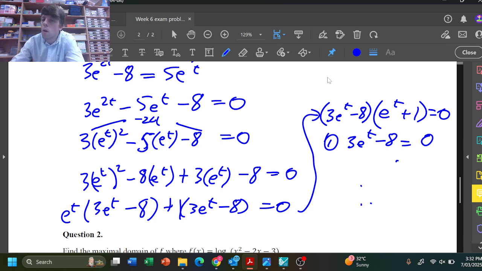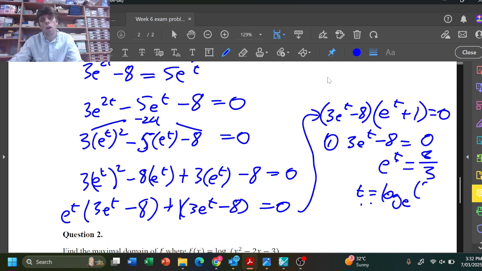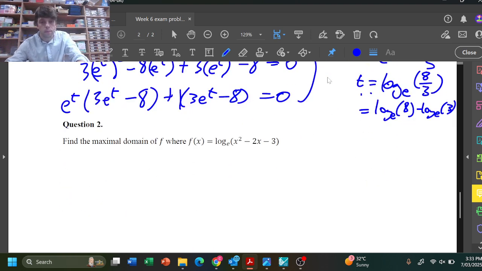Well, when will that occur? We can add 8 to both sides and then divide both sides by 3. That gets us e to the power of t equals 8 over 3. And if we write this in logarithm form, we have that t is equal to the natural logarithm, which is log base e. So log base e of 8 over 3. You could also write this in the form log e of 8 minus log e of 3. That's the way your calculator will give you the answer, but either one of them is perfectly acceptable.